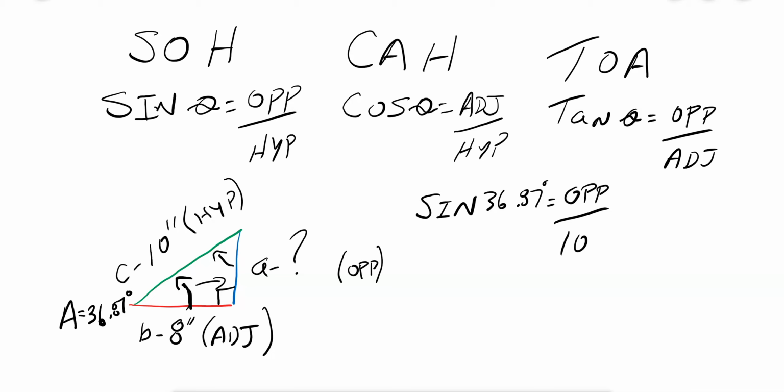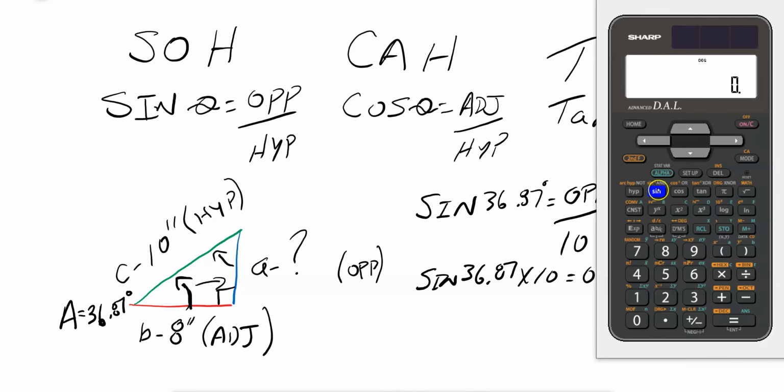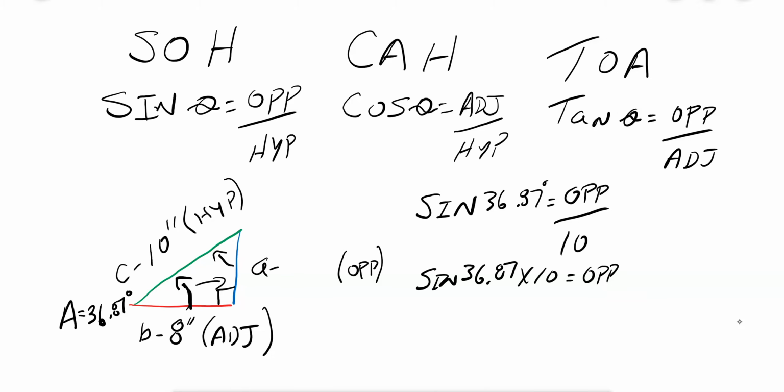So we're going to end up with the sine of 36.87 times 10 equals our opposite. Throw our calculator back up, take the sine, and if you go alpha equals, it brings up your last answer. So the sine of 36.87 times 10 will give us the answer 6. So our A is 6.